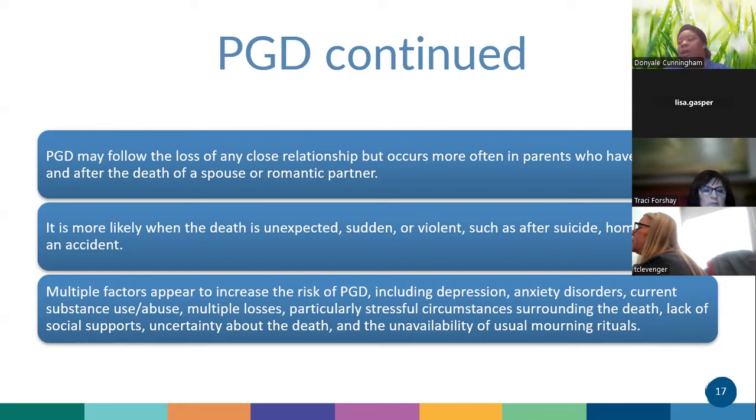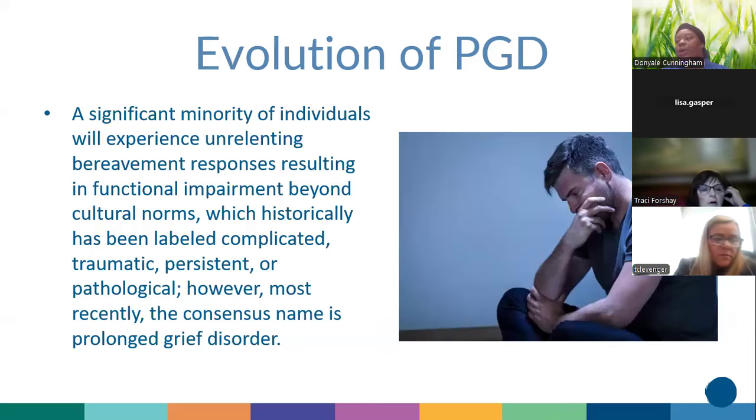So out of those 206 individuals, 75 were diagnosed as having a psychiatric condition. So now that we talked about prolonged grief disorder, in some way how it develops, let's talk about the evolution of prolonged grief disorder. A significant minority of individuals will experience unrelenting bereavement responses resulting in functional impairment beyond cultural norms, which historically has been labeled complicated, traumatic, persistent, or pathological. However, most recently, the consensus name is prolonged grief disorder.